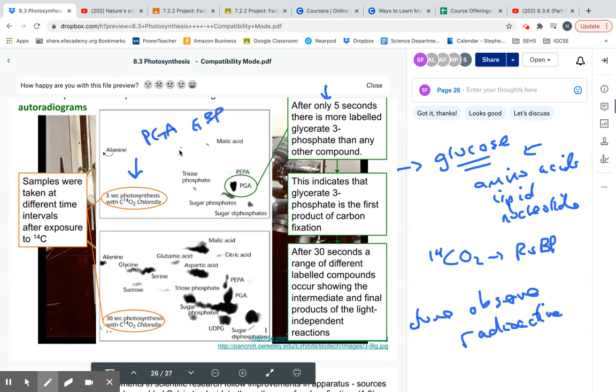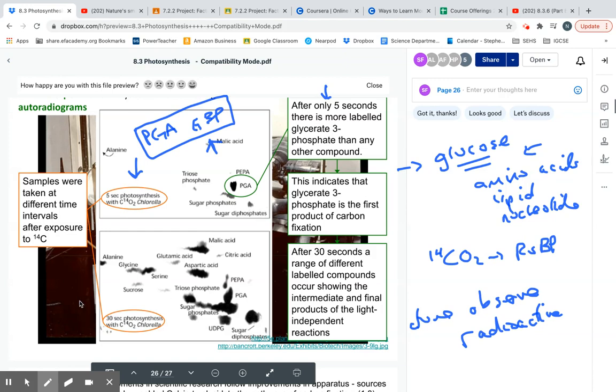These things happen immediately when that carbon dioxide is bound to that ribulose bisphosphate. So these are our first molecules that are made. And that's what Calvin was able to show. He was able to show that CO2, the very first molecule it makes, is this glycerate 3-phosphate, which is an example of a PGA here.